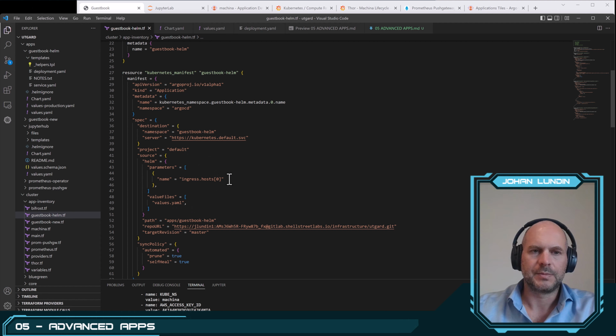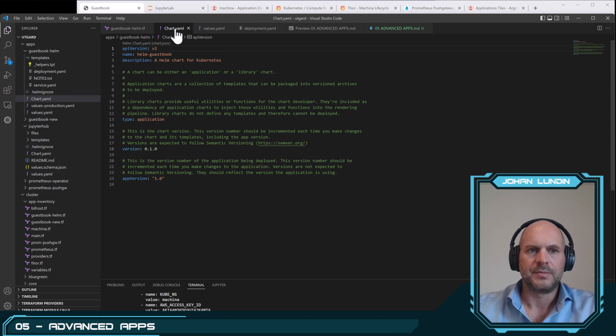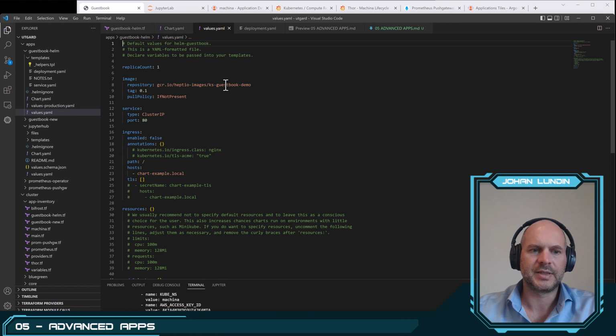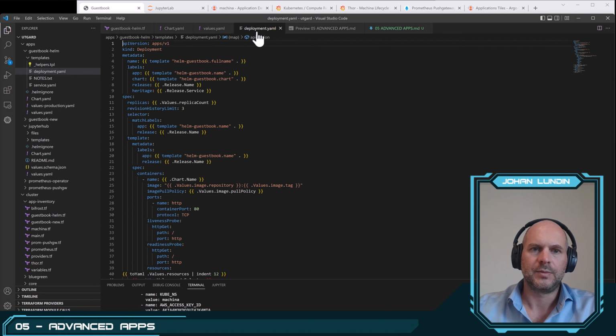In order to use Helm charts, there's a number of key files involved. The high-level application manifest is called chart.yaml. It specifies the application high-level properties. They have a values file that says all the settings and the default values. And we have templated out deployment files and service files, where instead of having everything hard-coded, we have values read from the values files.